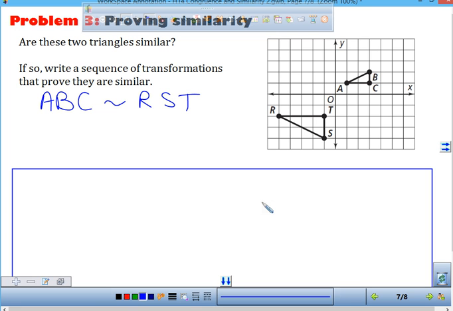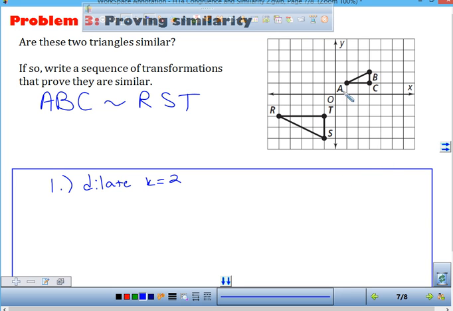Good. So Alex, any idea of what we might do? Dilate by 2. Okay, and how did you find 2? Okay, TS and BC. BC is the length of 1. TS is the length of 2. So 1 times 2 gets us to that same length. Okay, very good. So let's dilate with a scale factor of 2.